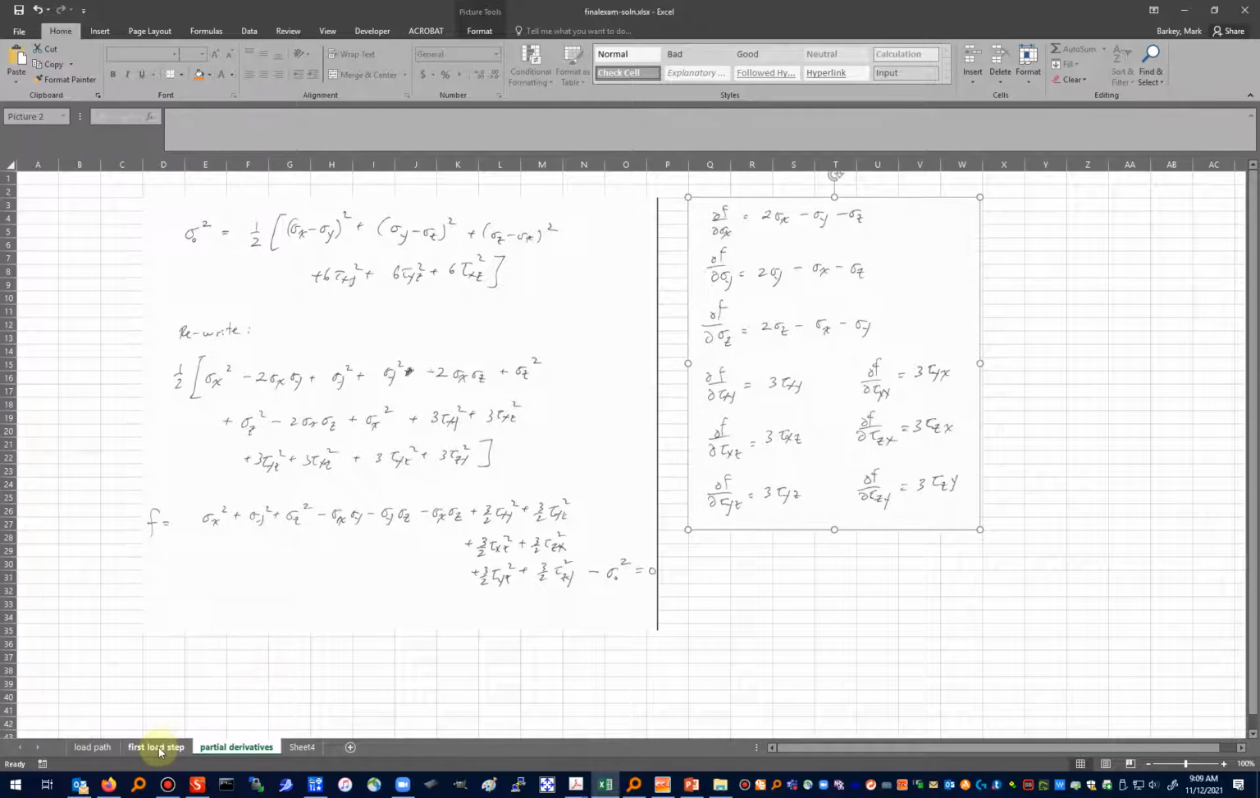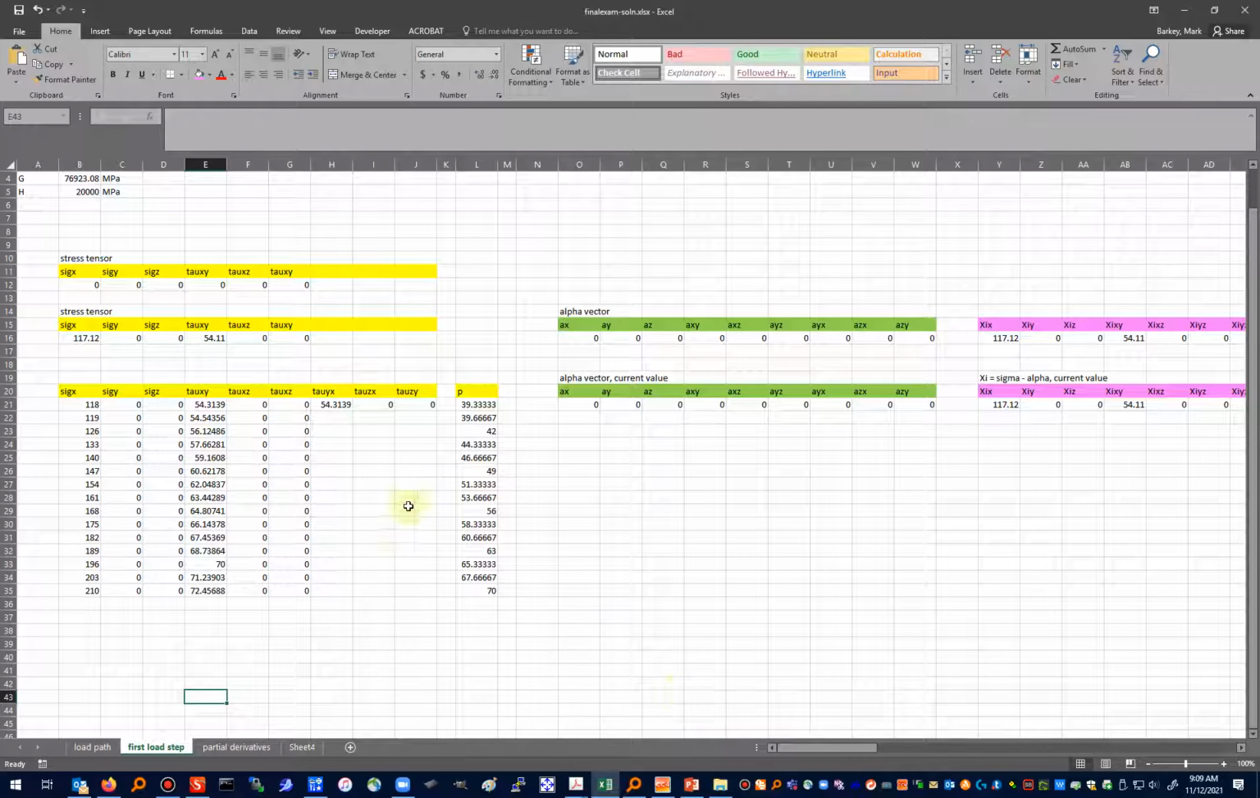Alright, now let's take a look at our first loading step. Here is my stress state. Here's the stress state that I found to be on the yield surface. Here's my initial alpha vector, and here's my initial xi vector, which should be the same as sigma x, and it is.